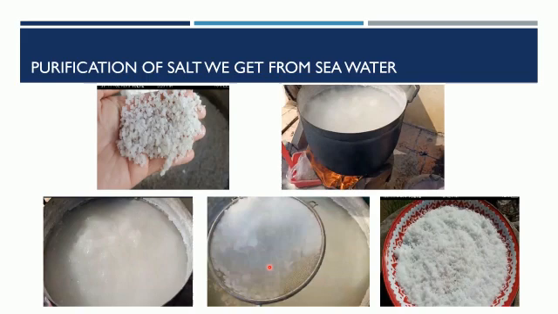So this is the small scale process. At large scale this process is done in factories, right? So this is the process of purification of salt that we get from seawater. I hope these two processes are clear to you, the process of evaporation and the process of crystallization.